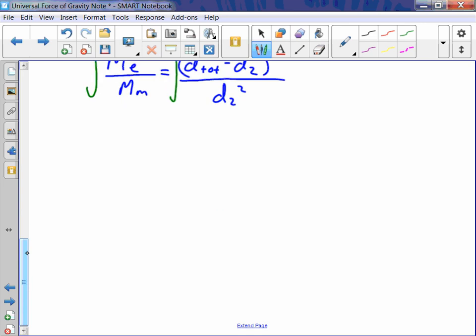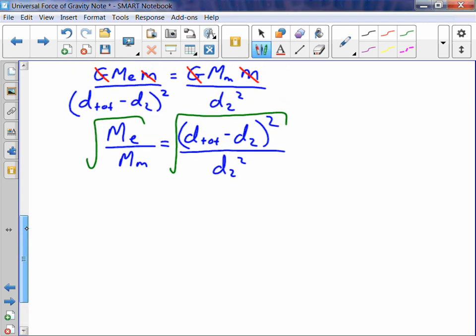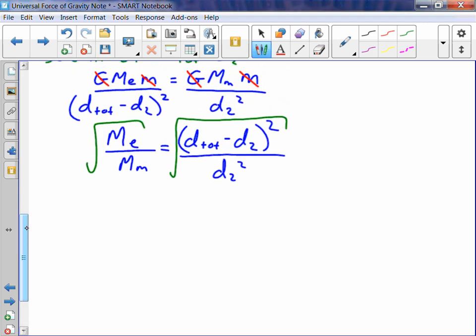Let's keep going. Why don't we just plug in the number now? Sure. Get me a number for the left hand side, and we'll start canceling things out. So the square root of the mass of the Earth divided by the mass of the Moon. Let's plug that in on the left hand side.